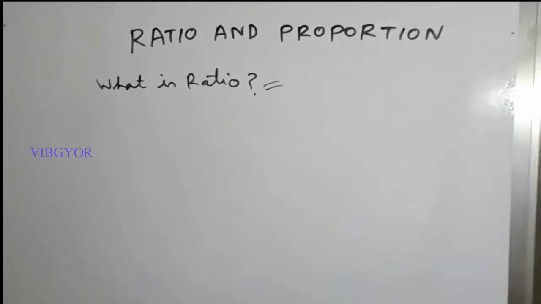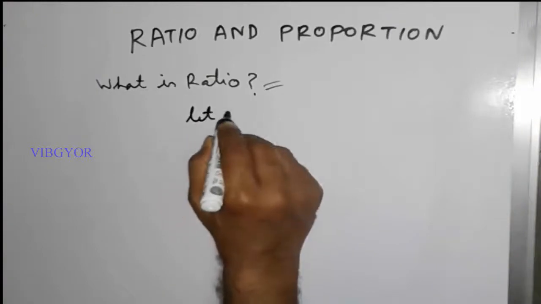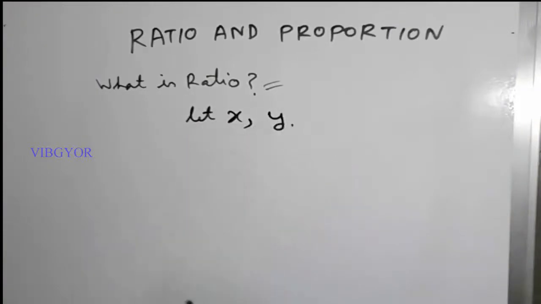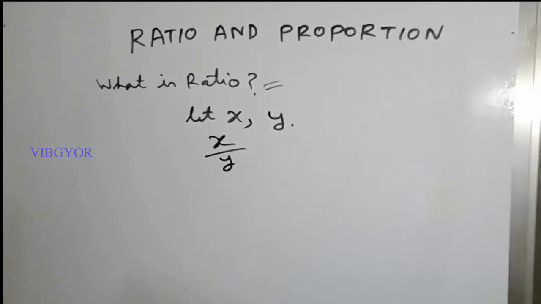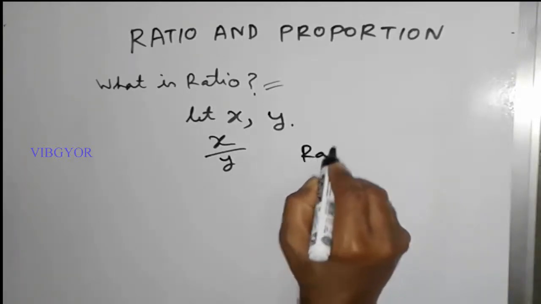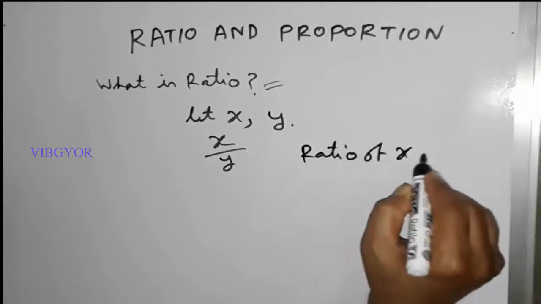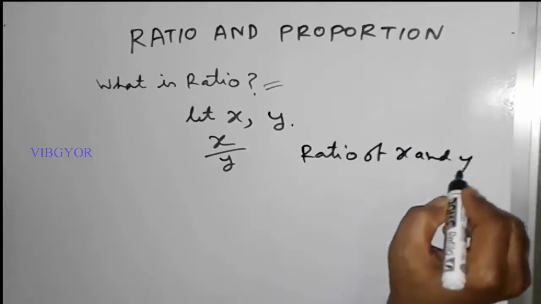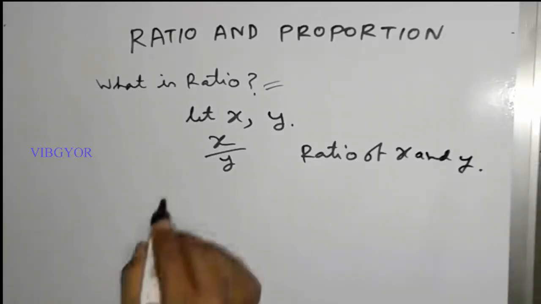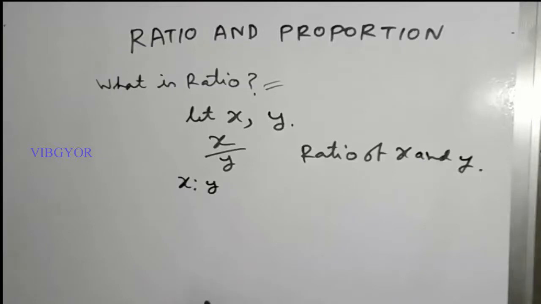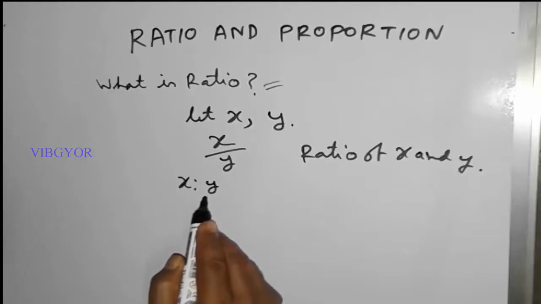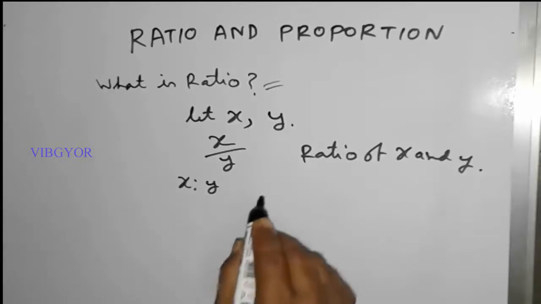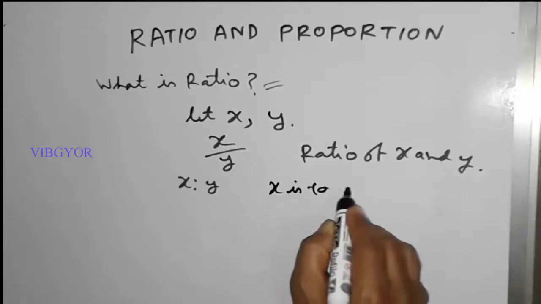If two quantities, let x and y, are of the same kind and in the same unit, then x by y is called the ratio of x and y. It is written as x is to y, x double dot y, but it is read as x is to y.